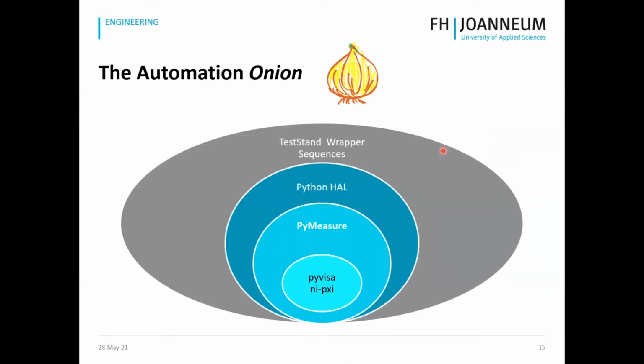This is what I like to refer to as the automation onion. The closer you go from the outside into the inside, the more you start crying. The TestStand wrapper for sequences, then some abstraction for the instrument categories, PyMeasure for benchtop instruments, and the NI libraries for the PXI instruments, and the VISA driver at its core for the benchtop instrument control.